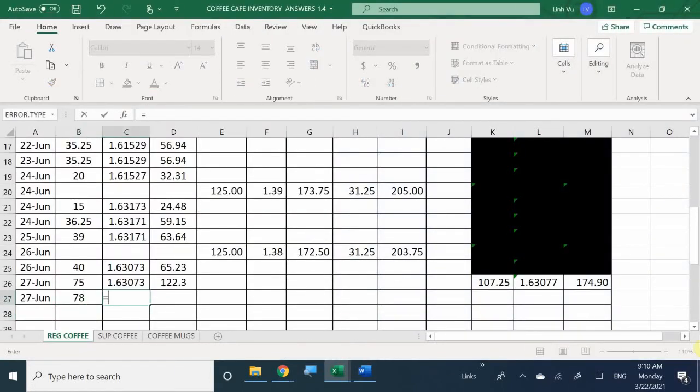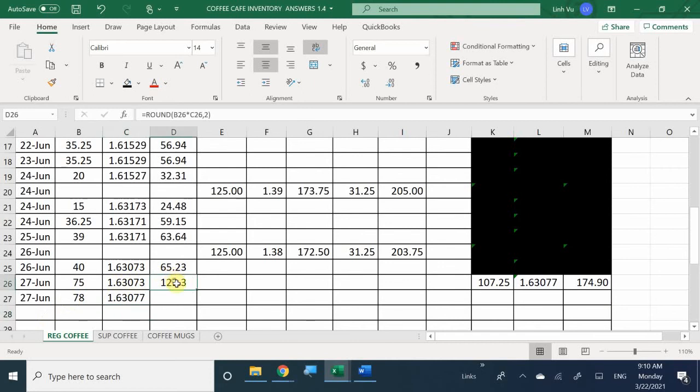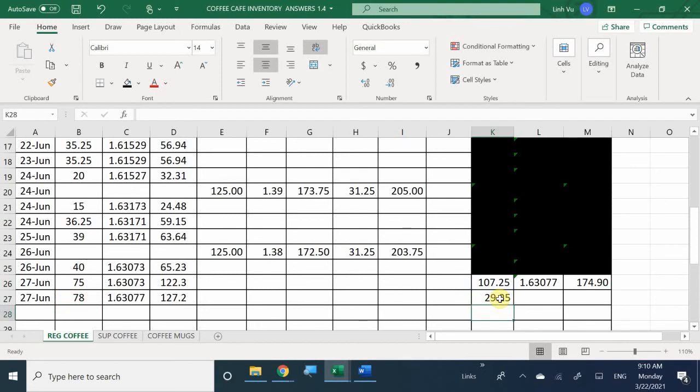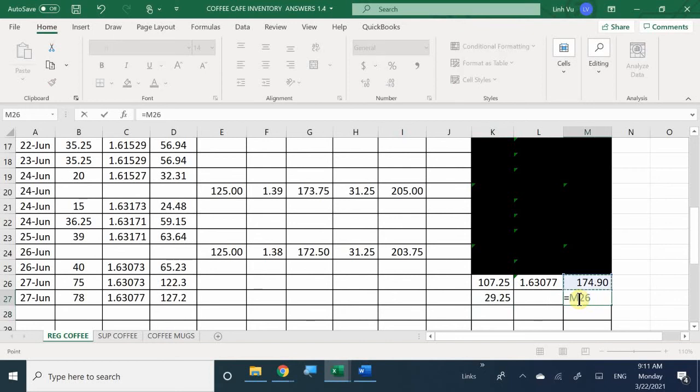at 1.63. Okay, so what's my total cost of goods sold? 127.20. Here we are. So next is updating our inventory. So how many pounds should we have? 29.25. Good. And what was my total cost? 47.70.